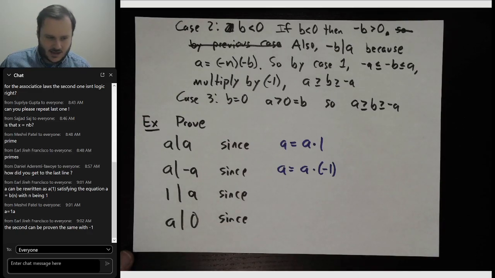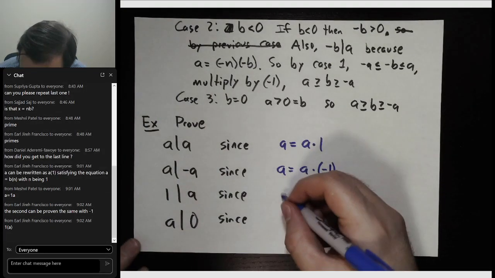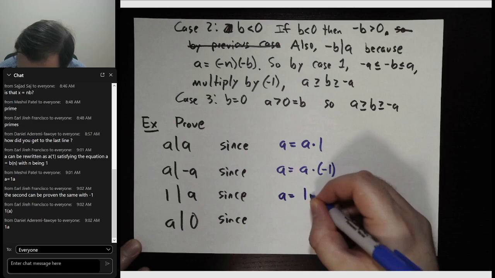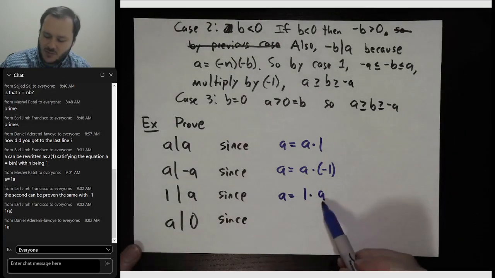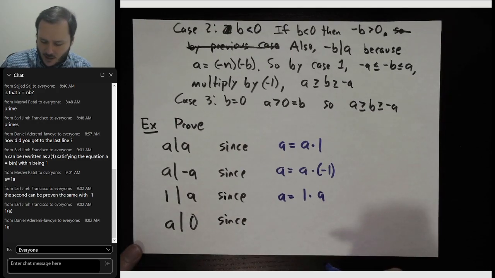1 divides a because, what's next? Yep, I'm just swapping things around. a is equal to 1 times a. This time the multiple is a. This is the 1. And how about, why does a divide 0?